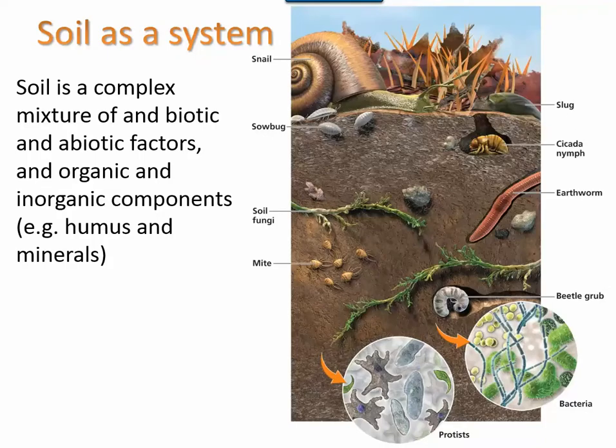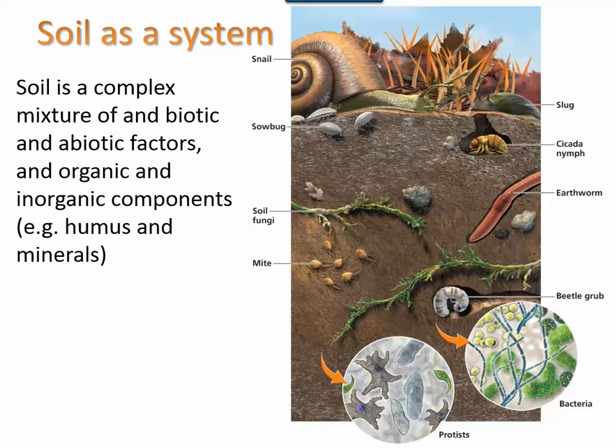Soil as a system. We've already been exposed to this through the video we watched, but soil is a complex mixture of biotic and abiotic factors and organic and inorganic compounds. So for example, what we call humus, and that would be an organic component, and minerals, which would be inorganic components, minerals being like iron.